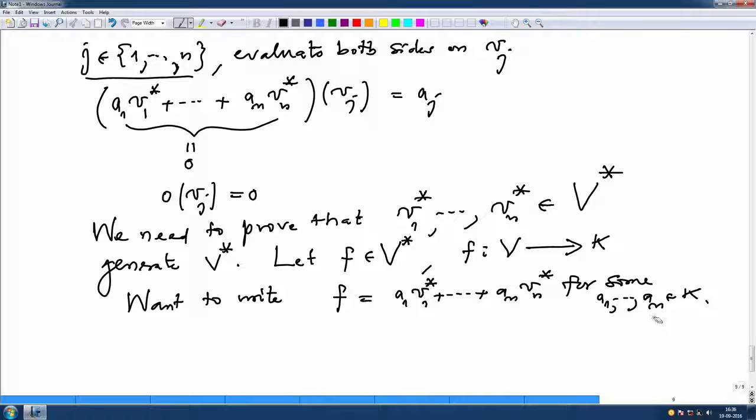So, we are looking for A1 to An so that this equality happens, but it is clear what I take. So, for example, how do I find A1? Just evaluate F on V1 and define it as A1. So, A1 is defined to be F of V1. Note that this is an element in the field. Similarly, A2 is F of V2 and so on, An is F of Vn.